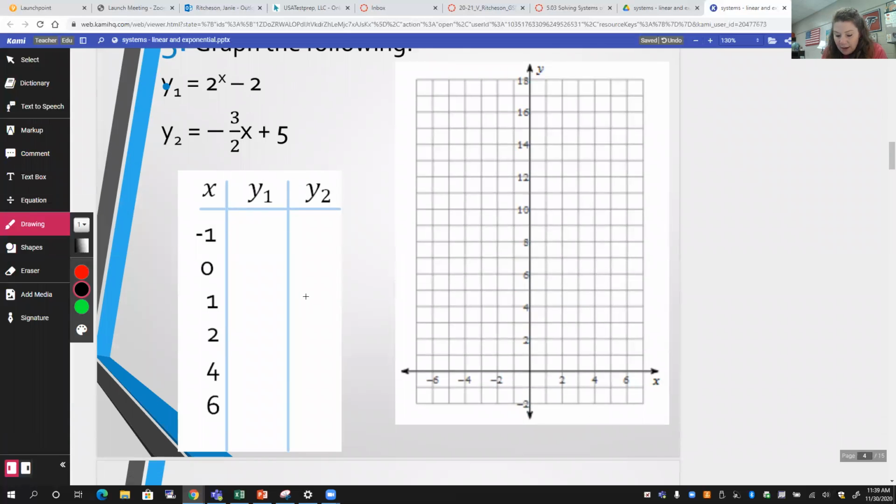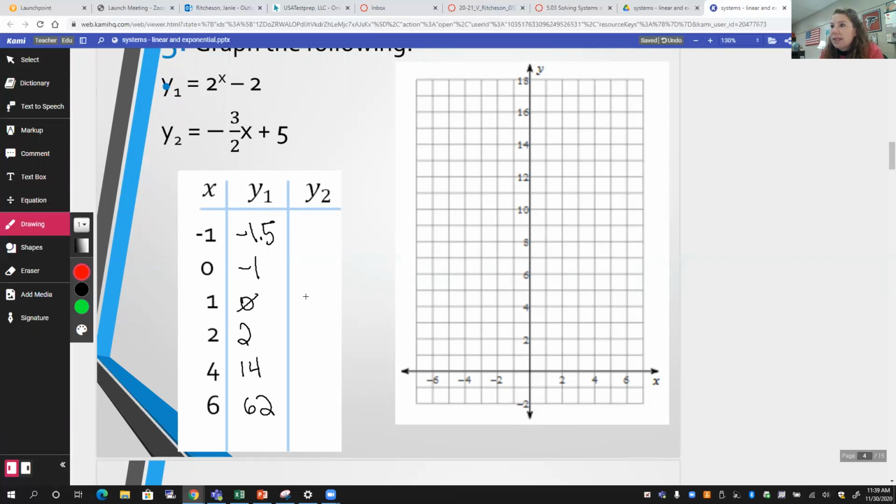Number 3 on my y1. So my first equation, I got -1.5, 0 and -1, 1, 0, 2, 2, 14, and 62. All right, if you guys haven't done these yet, I want you to pause the video, go through them, and finish the T-charts. I want you to do that part on your own. All right, let's go ahead and do the second equation.